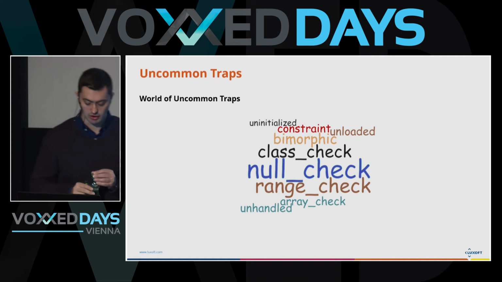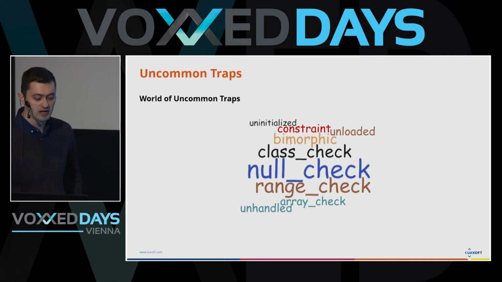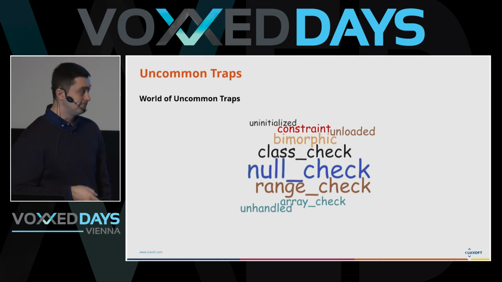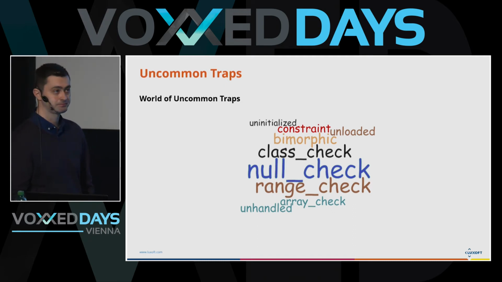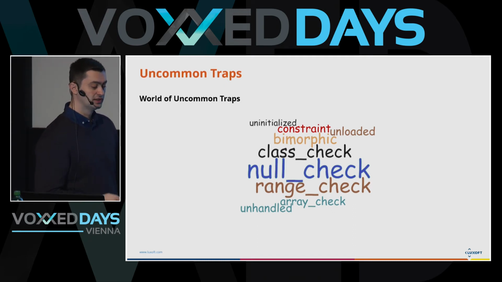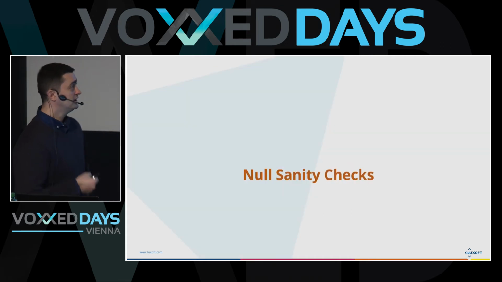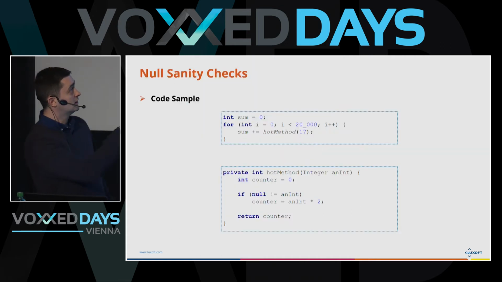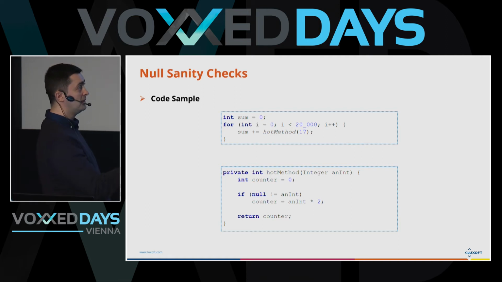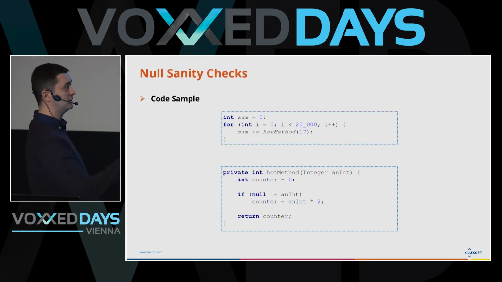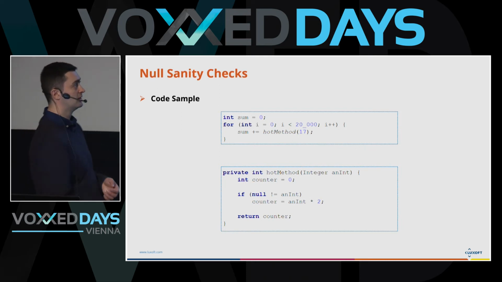Inside the hotspot, there are a lot of uncommon trap situations, and for this talk I took out of them the null checks. How hotspot handles the null checks. For this, I took this code, again, the hot method, the same method, and I'm calling it with an integer which is not null. And inside the hot method, I say if my integer is not null, multiply and return the result, otherwise return 0. So I have this null check.